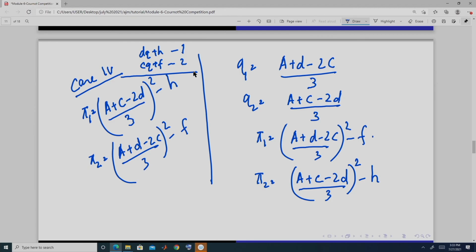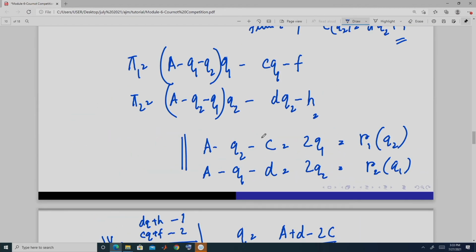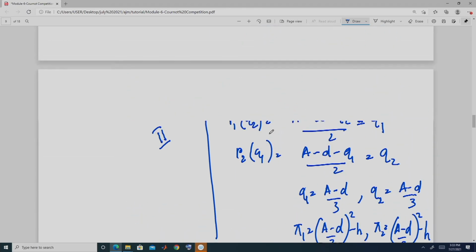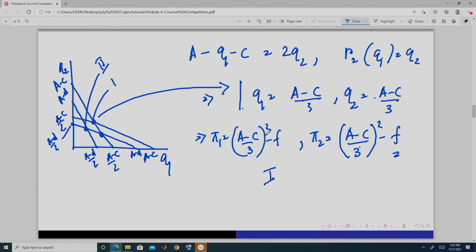So, we get this. Now, we have to compare this profit, and these decisions are being taken simultaneously. So, it is something like this. So, this is case 3 and this is case 4. So, now we can have this case or this case or this case or this case.